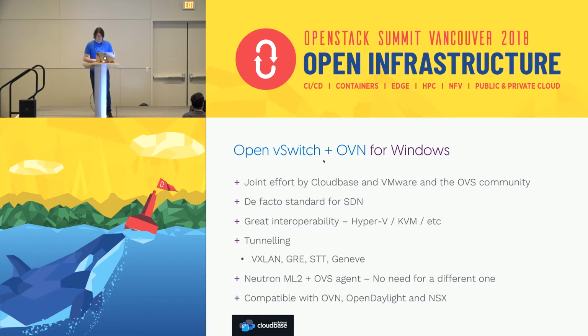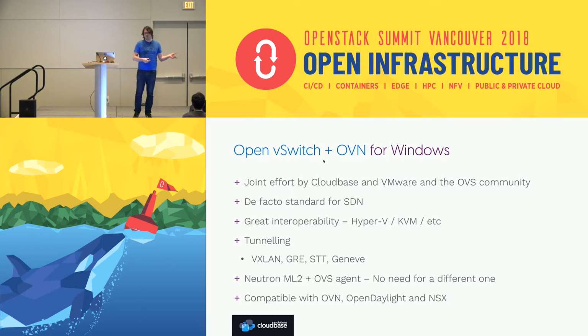Now, before switching to containers, how do you do networking with OpenStack in Windows? Well, the most common use case is to use Open vSwitch, because Open vSwitch is, how can I say, the lingua franca of networking in software-defined networking, okay?